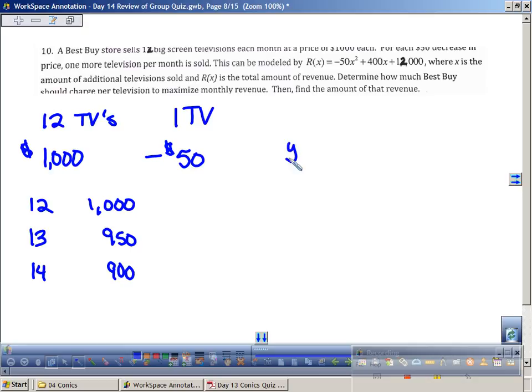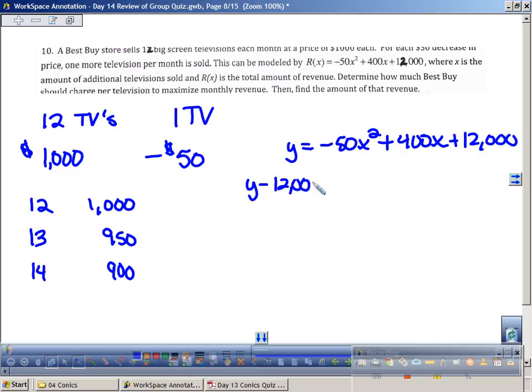So I have y equal to negative 50x squared plus 400x plus 12,000. Get the 12,000 on the other side. Negative 50x squared plus 400x. Notice right now, if I were to look at my vertex, I don't know the x, but the y would be 12,000. That would be the highest, right? We haven't manipulated it at all. But that still matches. If I multiply 12 times 1,000, I would get 12,000, right? Without doing anything to it.